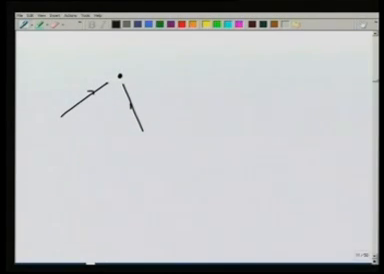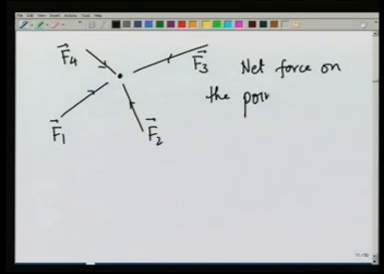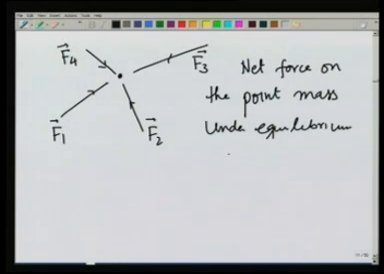Let us go step by step and look at a point. Suppose I have a point mass and I want it to remain stationary, but there are several forces applied on it. So, this could be F1, this could be F2, this could be F3 and this could be F4. If the body does not move and its acceleration is 0, that means the net force on the point mass under equilibrium is 0.